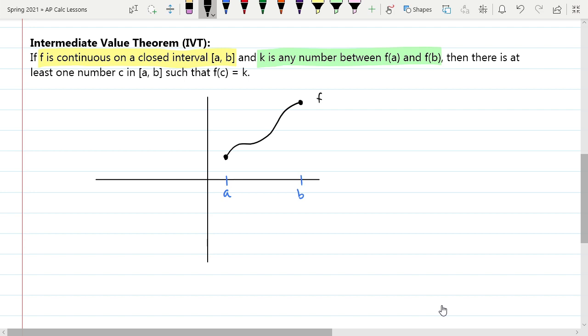Now the second condition says k is any number between f of a and f of b. Now remember, f of a and f of b, those are the y-coordinates. So f of a is actually right here, and f of b is right up here.